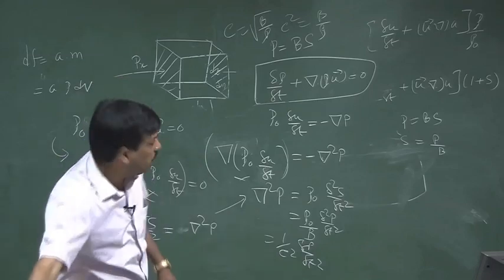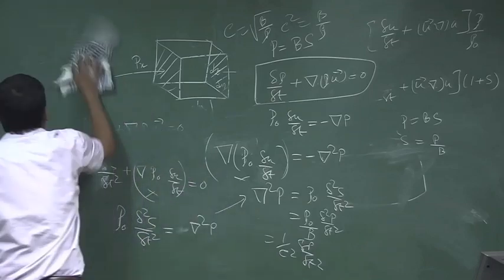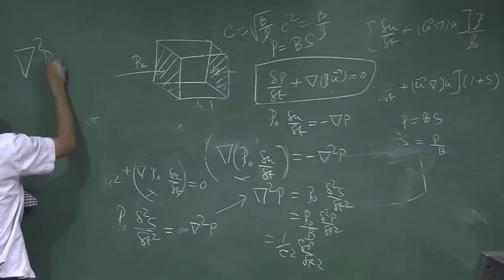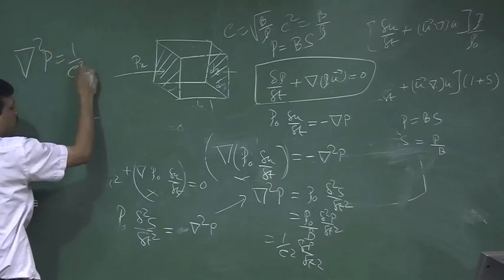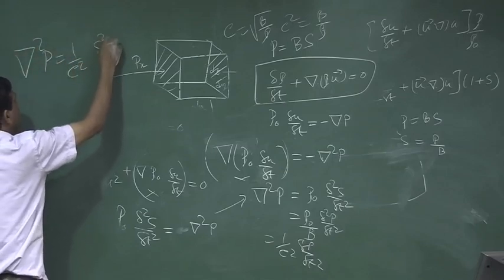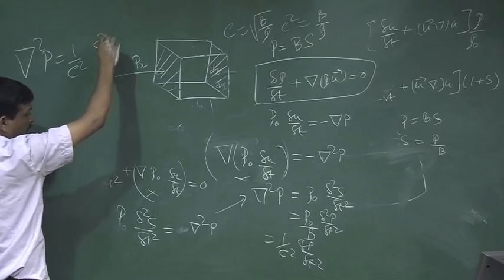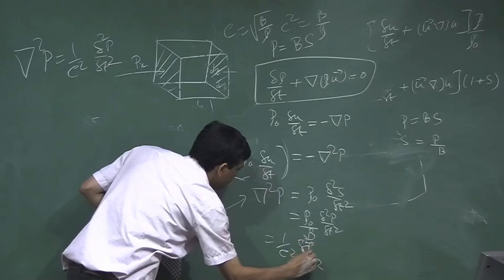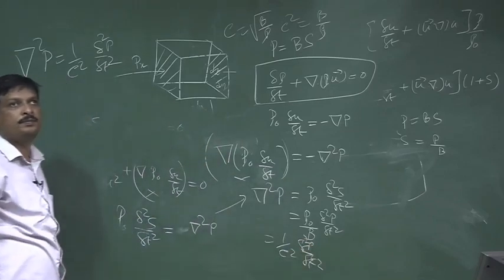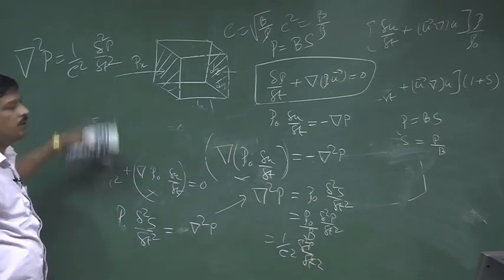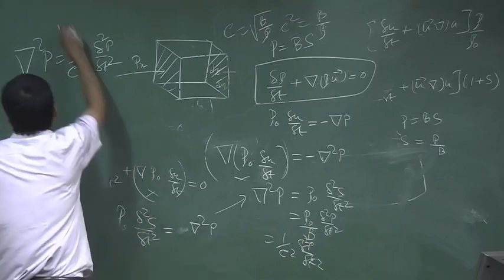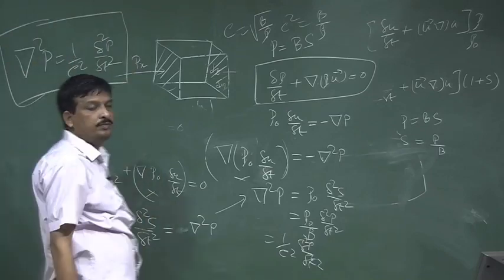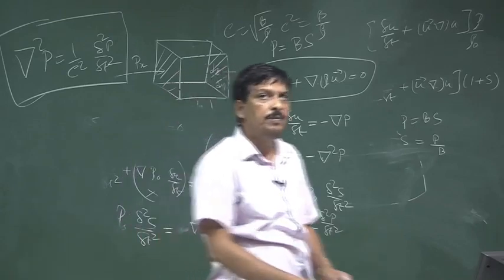So, the wave equation that we have ultimately derived is del square P is equal to 1 by C square del square P by del t square. I have derived that wave equation. So, this is called the linear wave equation.